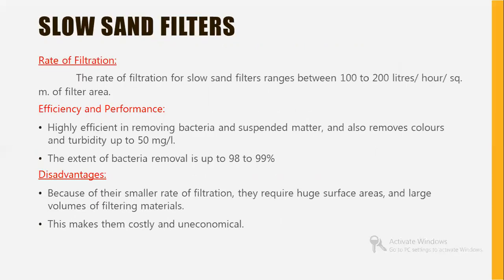Slow sand filters rate of filtration. The rate of filtration for slow sand filters ranges between 100 to 200 liters per hour per square meter of filter area. Efficiency and performance. They are highly efficient in removing bacteria and suspended matter and also remove color and turbidity up to 50 mg per liter. The extent of bacteria removal is up to 98 to 99%.